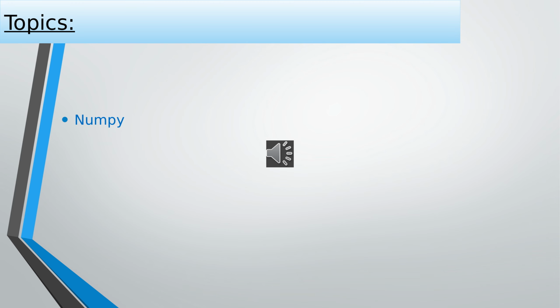Now that we've completed the introduction, let's take a look at the agenda for today's session. Today's primary focus will be on NumPy, which is one of the most important libraries in Python for data science and machine learning. Before we begin building machine learning models, it is essential to understand how data is stored, manipulated, and processed efficiently. NumPy provides powerful data structures and mathematical operations that make these tasks fast and convenient.